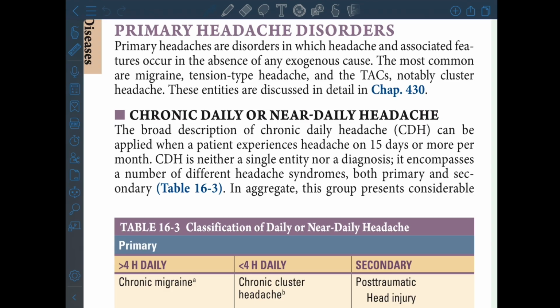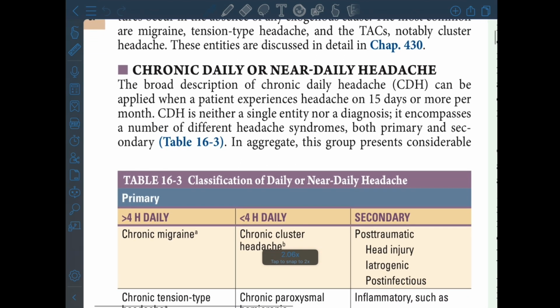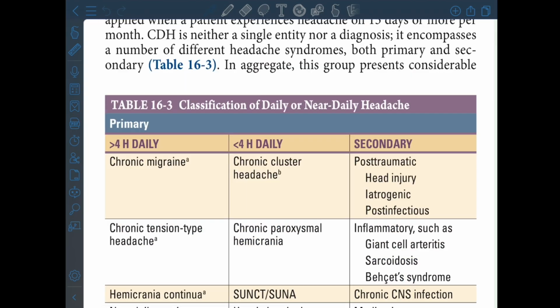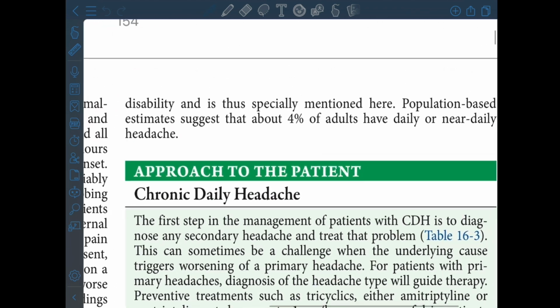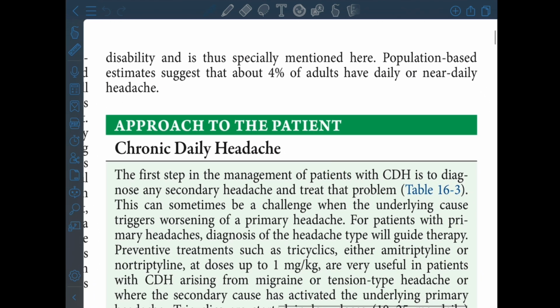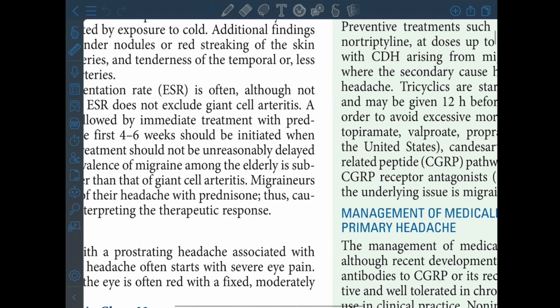Chronic daily or near daily headache. The broad description of chronic daily headache can be applied when a patient experiences headache on 15 days or more per month. Chronic daily headache is neither a single entity nor a diagnosis. It encompasses a number of different headache syndromes, both primary and secondary. In aggregate, this group presents considerable disability and is thus specially mentioned here. Population-based estimates suggest that about 4% of adults have daily or near daily headache.